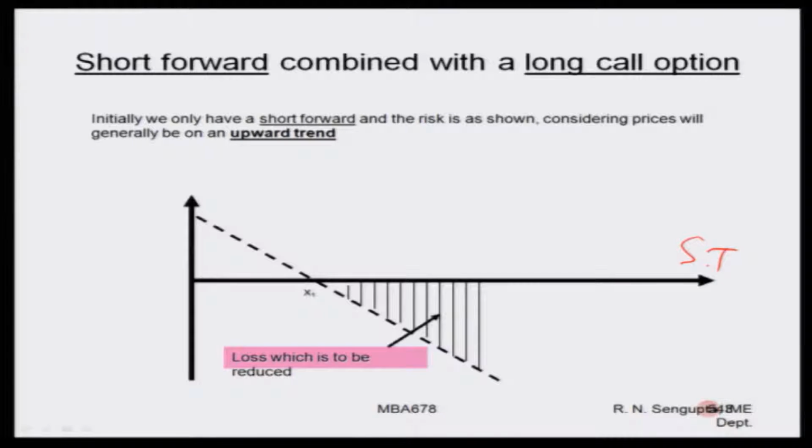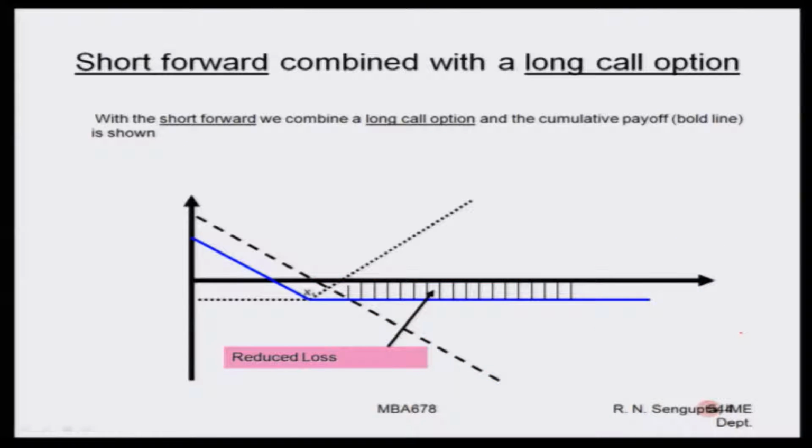If you consider the price ST greater than x1, obviously there is a loss. The more the ST price is above x1, the more the loss increases. This is the overall loss which you have, and it continues. Now, your main question is: if prices are on an upward trend and we want to combine a short forward with an option, how would we do it such that the overall loss is reduced, pictorially again? Let us see how it is done.